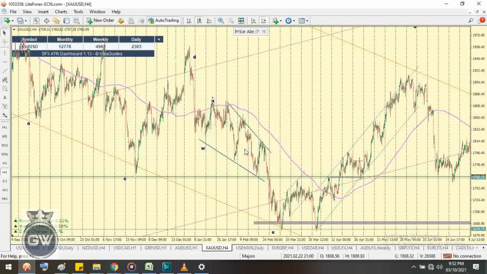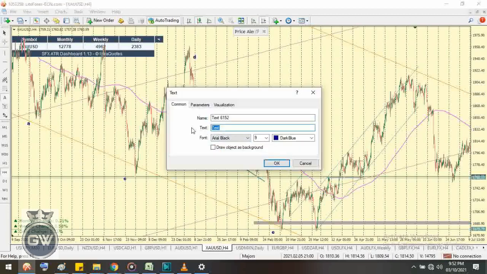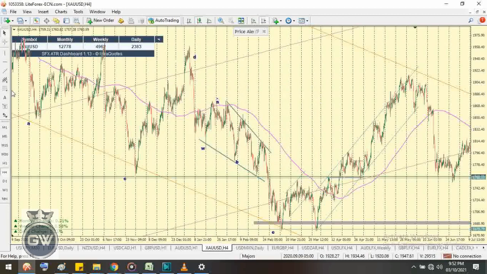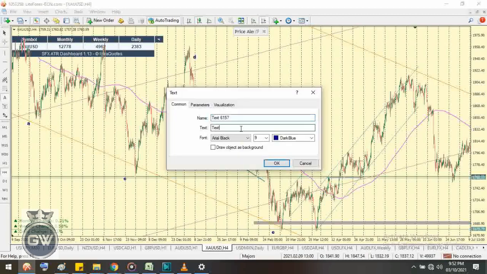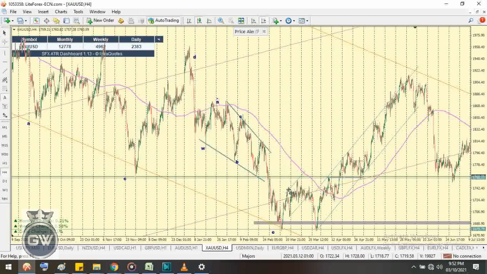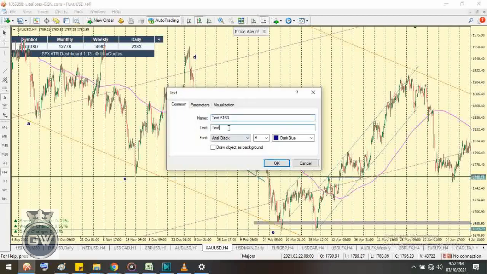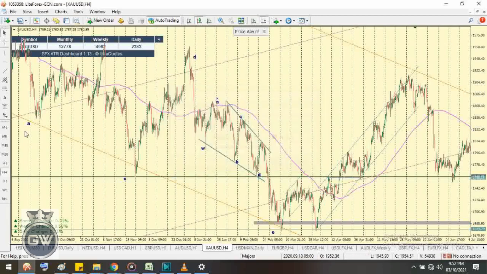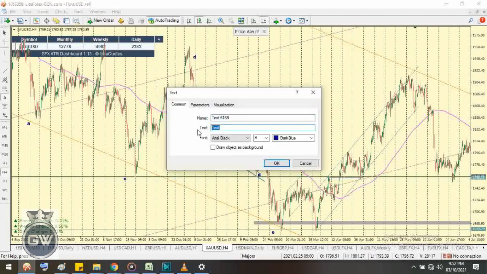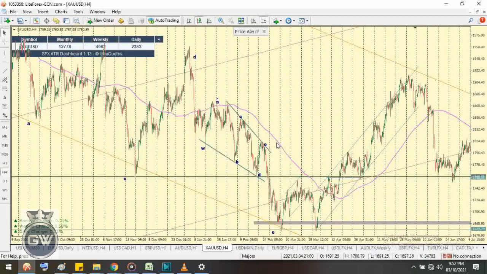So this is A, B. I'm going to put that right there. B, C, C leg, D leg right there. I'm going to put up my E leg. All right, so that's the E leg right there.